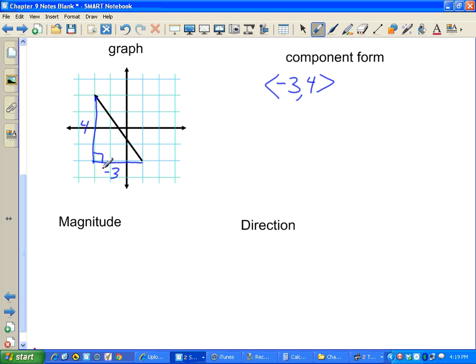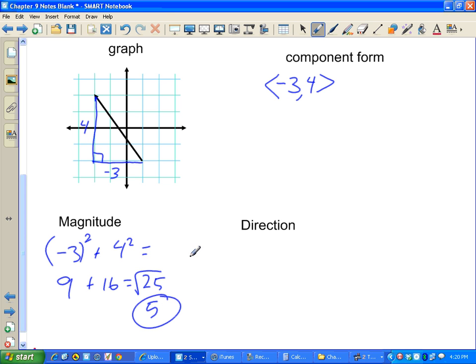Okay, this is negative 3, that's positive 4. So I'm going to do negative 3 squared. Make sure when you do this, whenever you square a number, it always comes out positive. So when I square negative 3, I'm taking negative 3 times negative 3. I'm getting positive 9 plus 4 squared, which is 16, equals 25. Square root of that would be the length here, so I get 5. So this has a magnitude of 5.